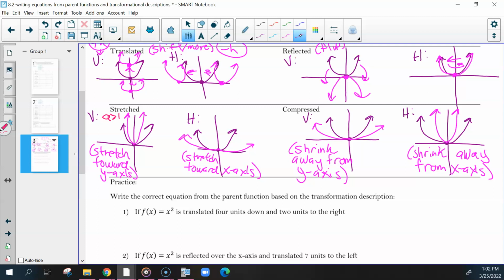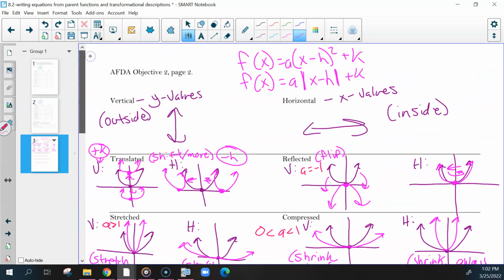With your vertical compression, we talked about how that was a fraction. So I'm going to say A is less than 1, or between 0 and 1. It would be a fraction. And then I'm going to quickly go back. If it was reflected, then your A value would equal a negative value. The horizontal, if it was reflected, there would be a negative on the inside.